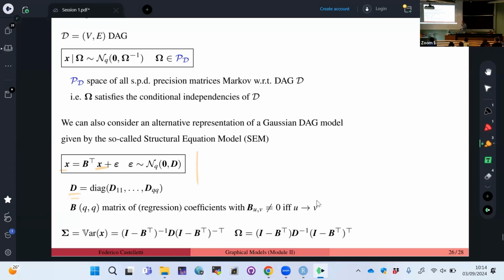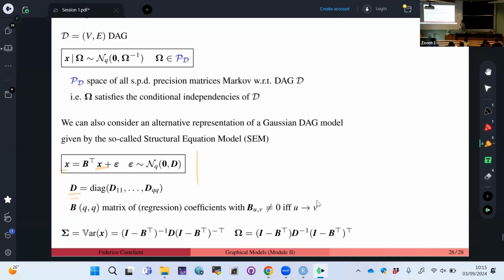And what we have inside B is a collection of regression coefficients, such that, remember the DAG factorization. In the DAG factorization, each node depends only on its parents. So accordingly, in B, we have a UV element if and only if we have an edge from U to V, because V depends on U, which is a parent of V.